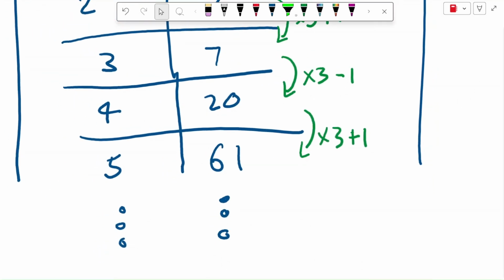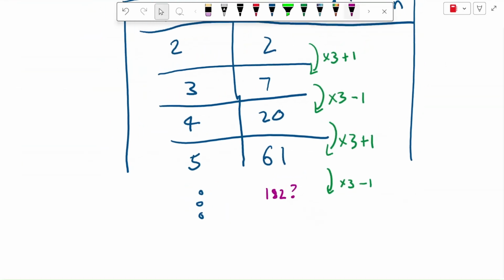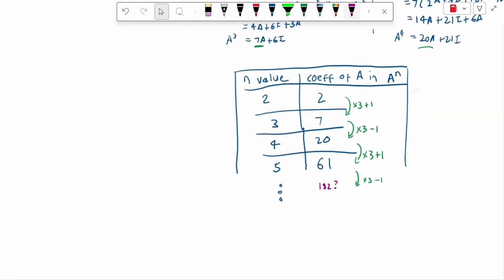And if you can see the pattern here, then we're timesing by 3 and taking 1 to get the next term. So the next term I would predict might be, well, 61 times 3, that's 183. Take 1. So 182 for the A value. It turns out that is actually correct. Yeah, and you can work that out with the matrices. So that's the general pattern here.